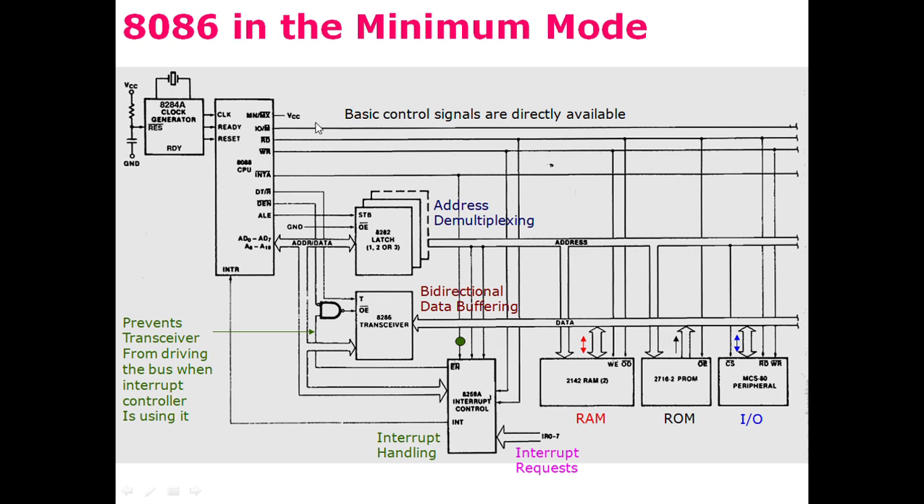The control signals are generated by the microprocessor: input and output, or memory control signals, read signal, write signal, interrupt acknowledge, data transmit and receive, data enable, address latch enable, and so on. The minimum mode of operation can be selected by connecting the maximum mode pin with VCC, which is logic 1. So this will select the microprocessor to operate in the minimum mode.